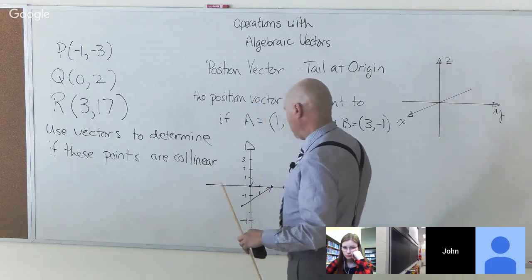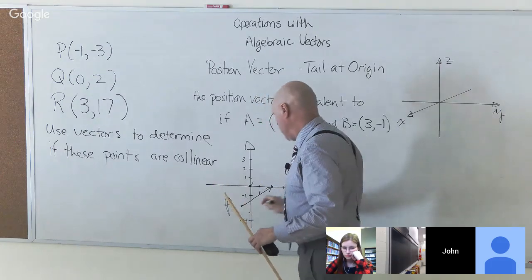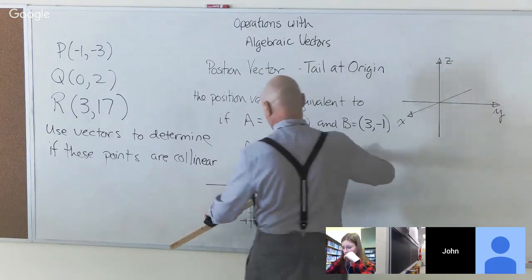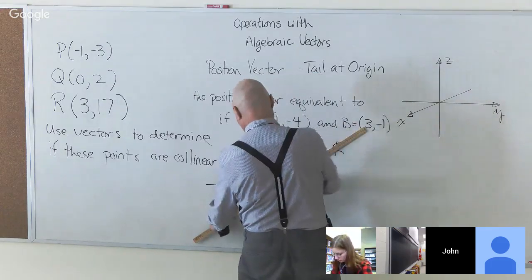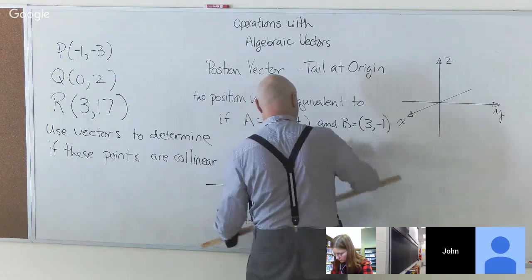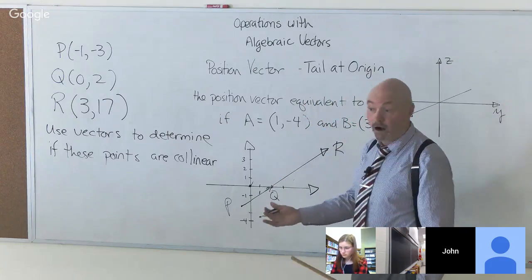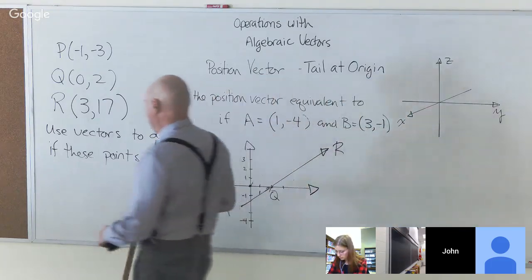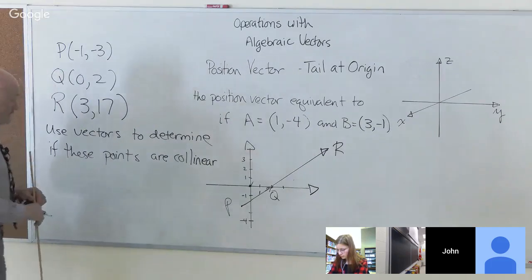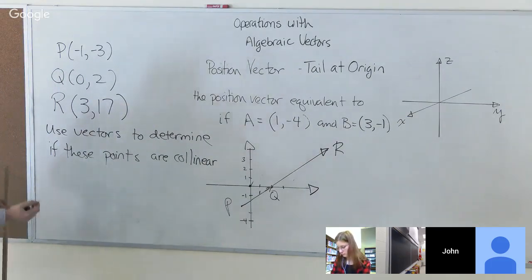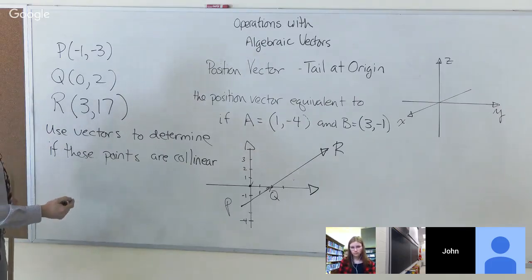So what I'm going to do, if this is P and this is Q and this is R, I'm going to compare vector PQ to vector PR, and basically try and figure out if they're the same vector, but scaled out. Okay, so PQ.